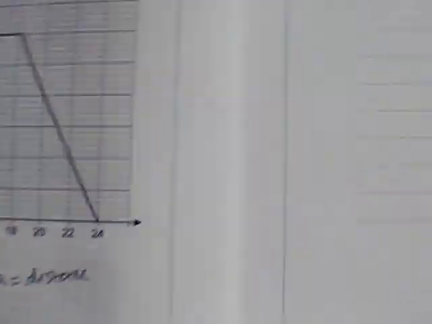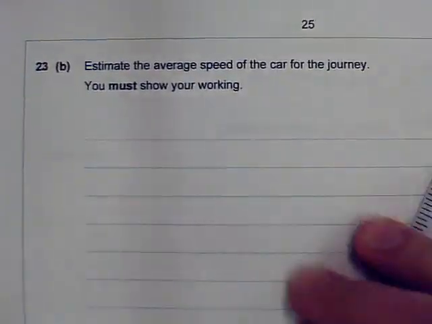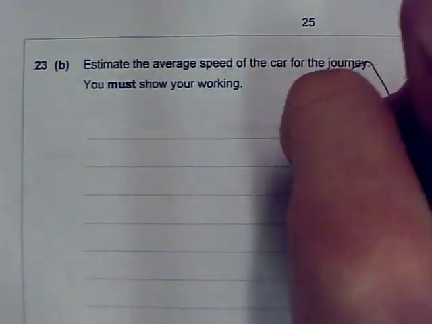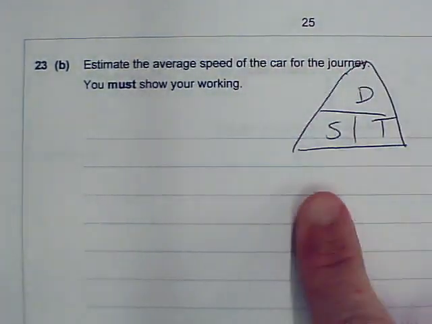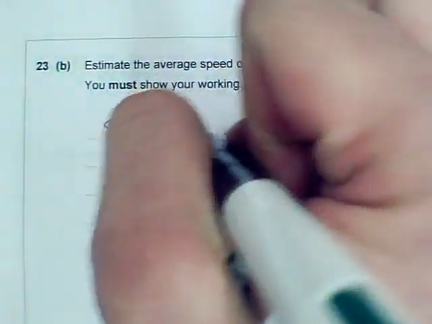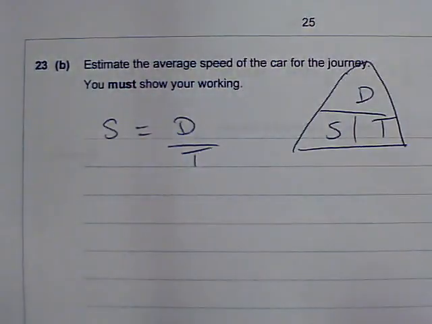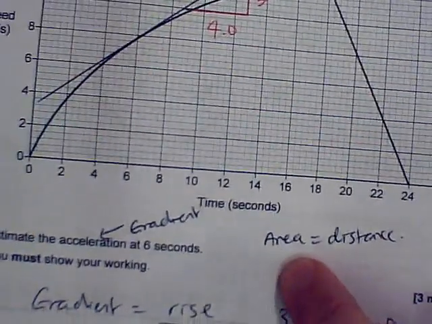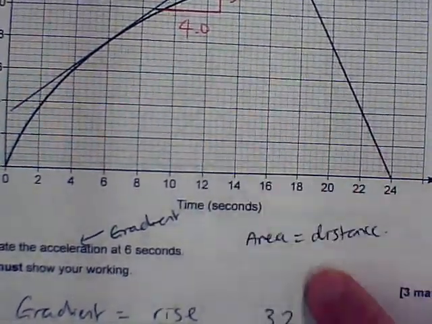Okay, so the next part of the question says, estimate the average speed of the journey. If we think about speed, distance, time, one of the compound measures that we should know is the triangle for speed, distance, time. We can see that the average speed is going to be distance divided by time. I'm going to write that down so I don't forget. The difficult bit is that we need to work out the distance. Like I said a minute ago, the area underneath this is the distance.